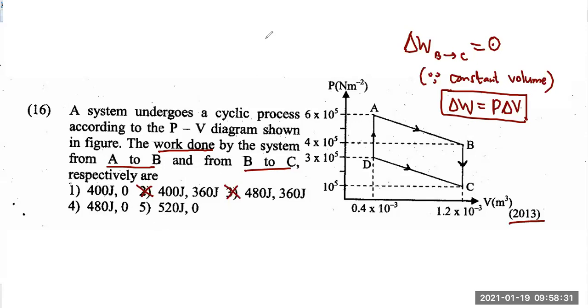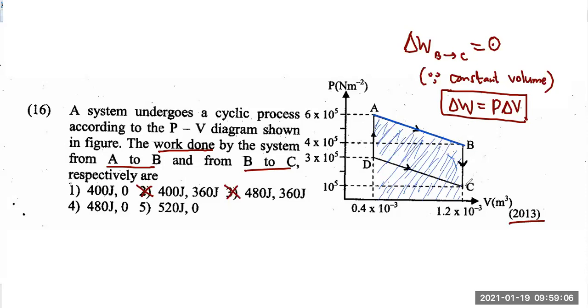Now talking about A to B, I'll use blue color to highlight. This is the process, going from A to B. If you want to find the work done during that process, you have to consider the entire area below that line. You have to be careful, because we are talking about one process, not a cyclic process, a single process. So you have to take the entire area below that line like this.